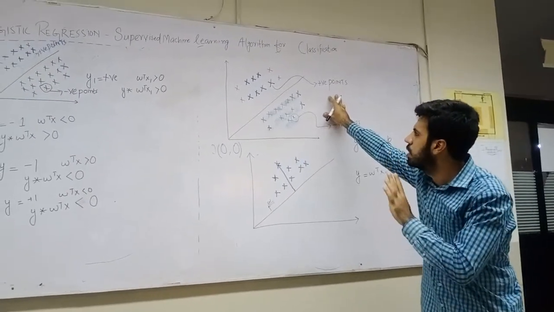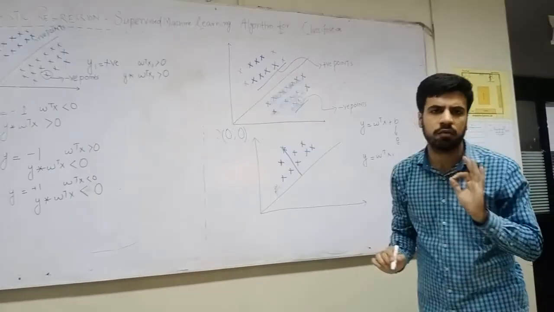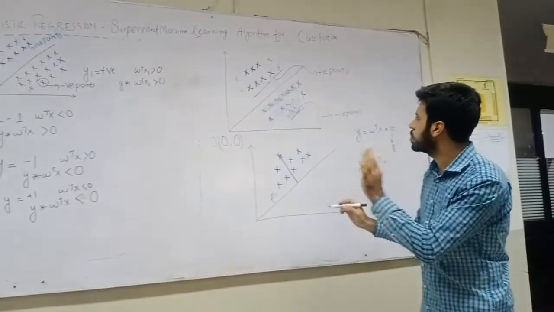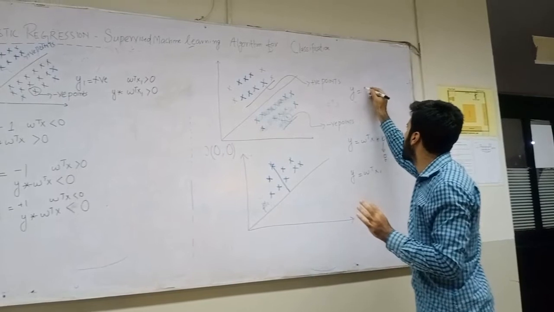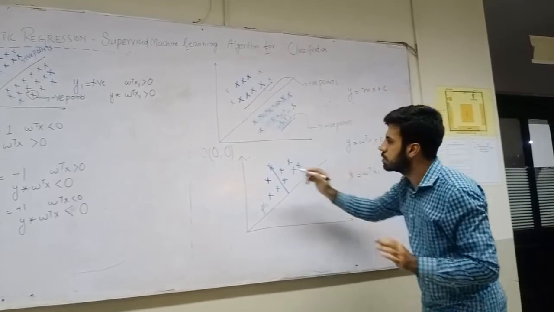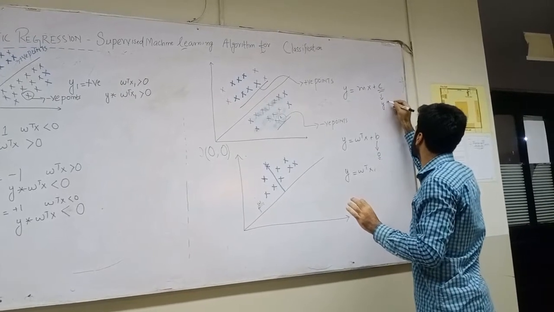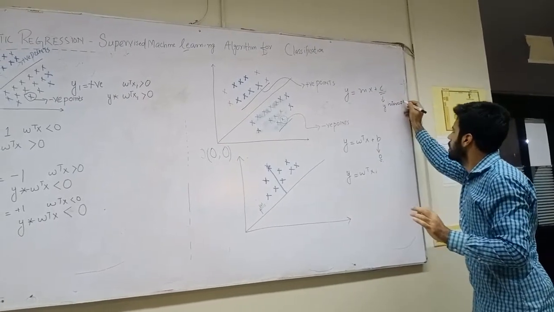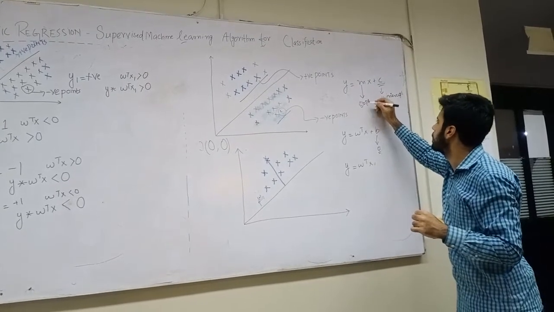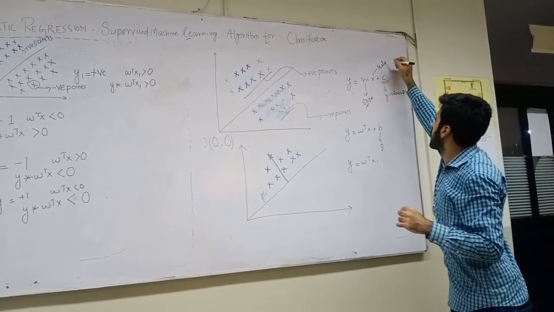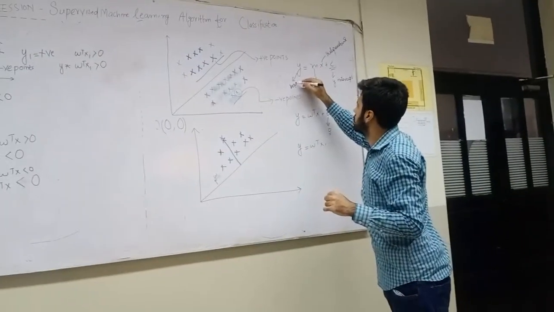I have my data points. As you can see here, blue points are my positive points, black points are my negative points. And we have an equation for a straight line. This, or you can say linear regression, is y equals mx plus c. Here c is my y-intercept, m is my slope, x is the independent variable, and y is my dependent variable.